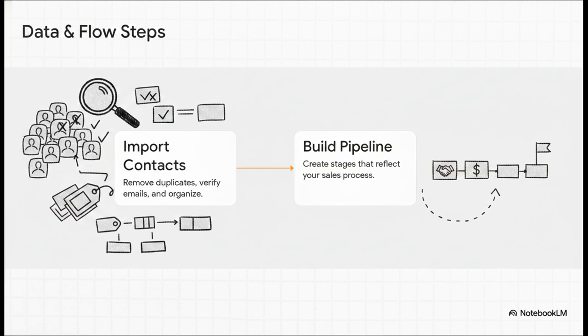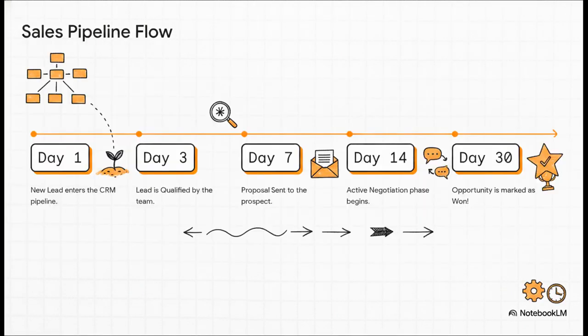That means removing duplicates, verifying email addresses, organizing tags, and creating custom fields. It's the old saying, right? Clean data in, clean data out. Once that data is totally pristine, then you can build out those custom sales pipelines with stages that exactly reflect your unique sales process.